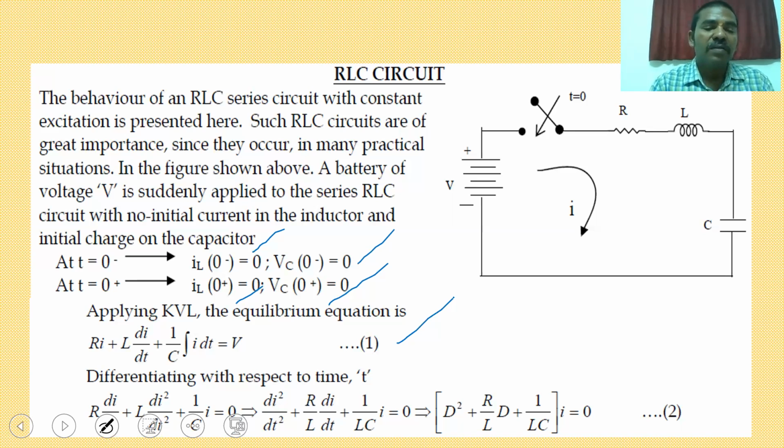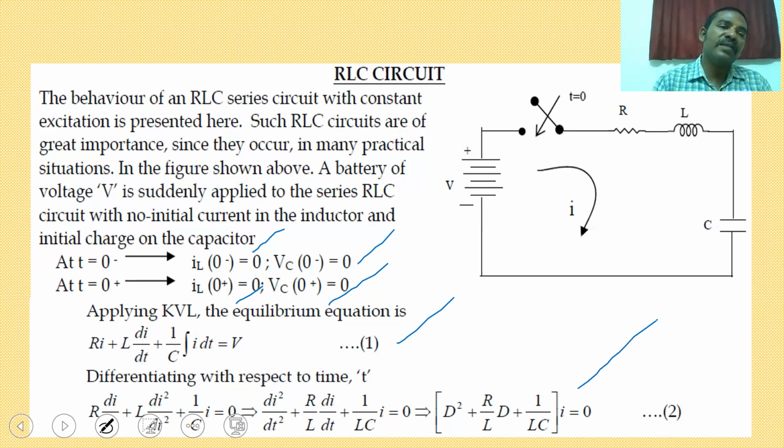is 0. So then d square i of t by dt square plus R by L di by dt plus 1 by LC into I is equal to 0. That is, d square plus R by L d plus 1 by LC into I is equal to 0. So this is a second order differential equation.